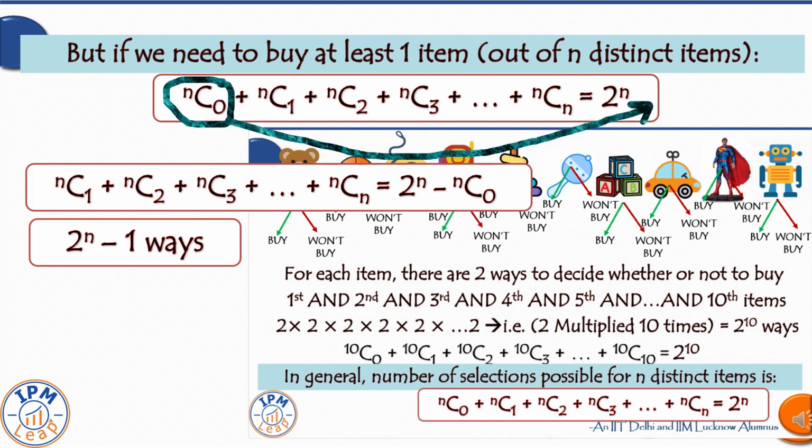So it's easier to think in terms of left-hand side. We need nC3 plus nC4 plus so on up till nCn. But this sum is easier to calculate if you know the right-hand side as well, which is 2 raised to the power of n.